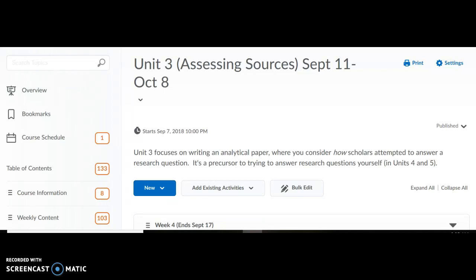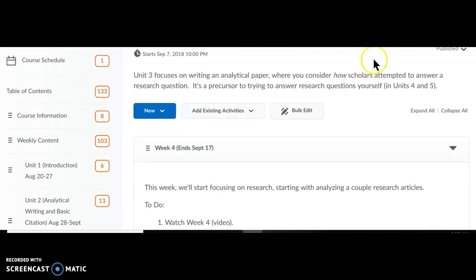So Unit 3 is going to be just about a month, 4 weeks I think. It's going to focus on writing an analytical paper where you consider how scholars attempt to answer research questions. Okay, so it's a precursor to trying to answer a research question yourself, which you'll do in Units 4 and 5. Let's go ahead and get into week 4 here.